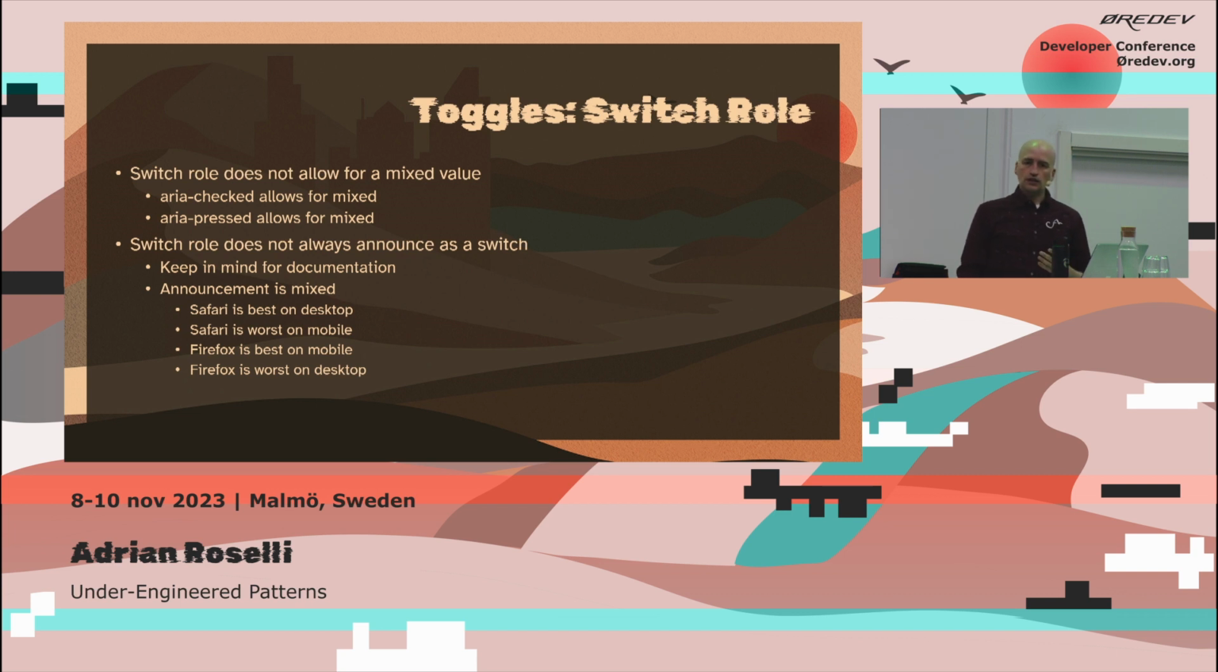I did not use the ARIA switch role throughout, partly because the switch role doesn't allow a mixed state. You can't, so that Wi-Fi example I showed you would be disallowed. ARIA checked and ARIA pressed both allow for it. The standard checkbox allows for it as well. A bigger reason I don't use this switch role is it's announced inconsistently across screen reader and browser pairings. It's not an issue for the most part unless your testers are really, really concerned about how it sounds. Users will typically know what it is.